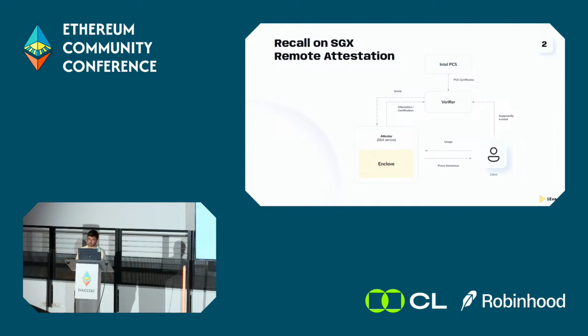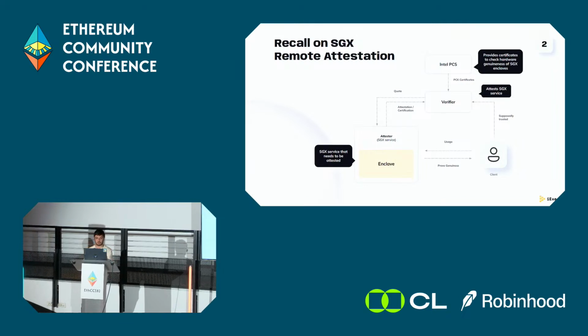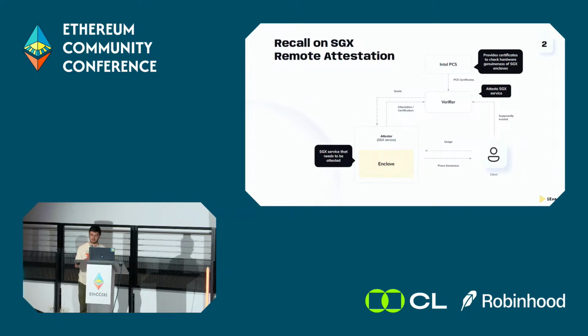When we are doing a remote attestation using SGX, there are 4 major actors. The first one is the SGX service itself, that we also call the attester. It is basically the SGX service that needs to be attested and that delivers the intended service to the client. Then we have the verifier who attests this SGX service cryptographically by leveraging the Intel PCS, that stands for Provisioning Certification Service. That is an Intel service that caches the Intel certificates needed to verify the attester or the SGX service. And finally, we have the client that verifies the attester and consumes its service.